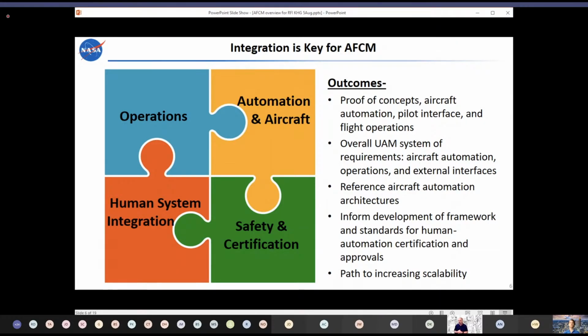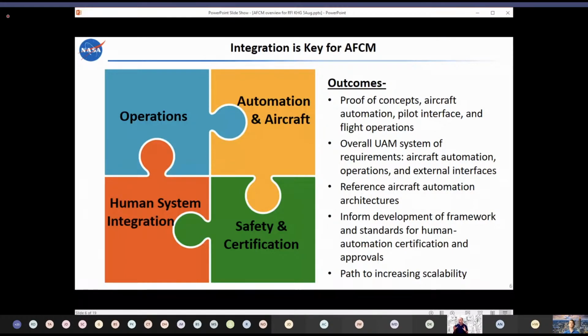Over on the lower left side of the puzzle is getting into the human system integration. At UML4, as I mentioned earlier, we're still looking to have a pilot in command, but also at the same time looking at the future scalability of the system to where there is a pilot in command for each vehicle. And then finally, the lower right piece of the puzzle is looking at the safety and certification process for the overall vehicle operator and flight operation.